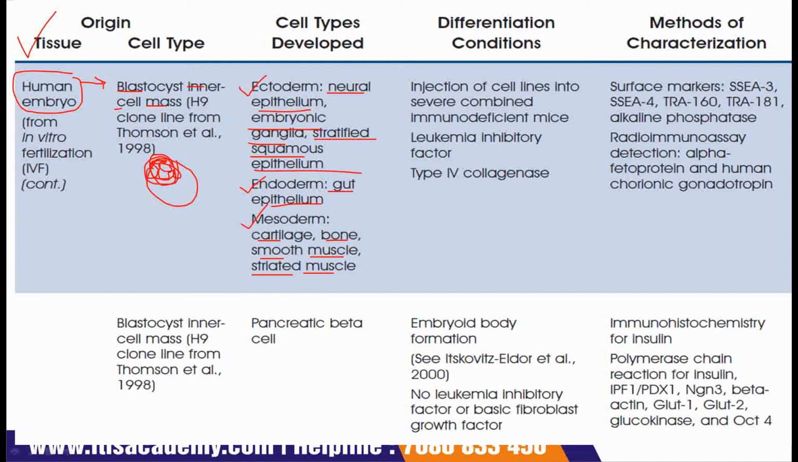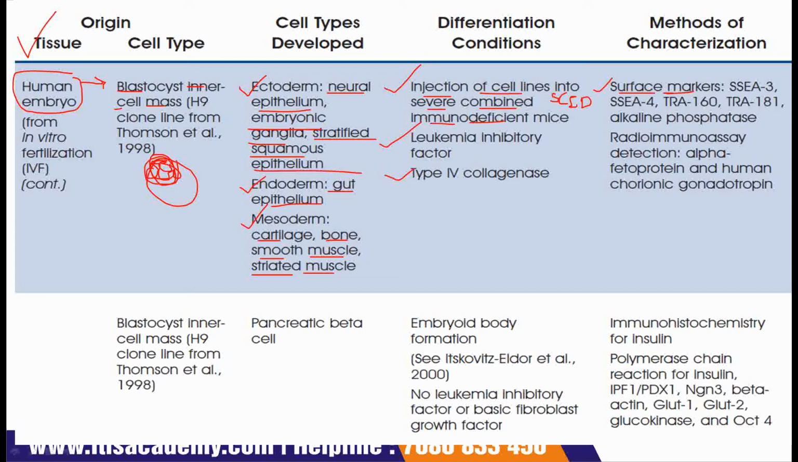Conditions for differentiation of these ectoderm, endoderm and mesoderm are injection of cell lines into severe combined immunodeficient mice. This is also known as SCID in short. The next condition is leukemia inhibitory factor and type 4 collagenase. Method of characterization includes surface markers.